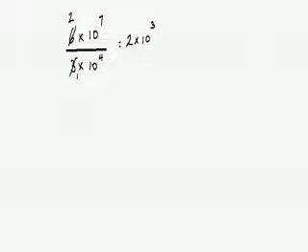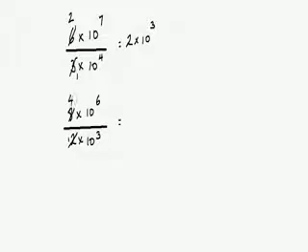Okay, so if we've got 8 times 10 to the power of 6 over 2 times 10 to the power of 3. Remember, like with like. So 2 goes into 8 4 times, so I know it's going to be 4 times 10, and 6 take away 3 is 3. Okay.